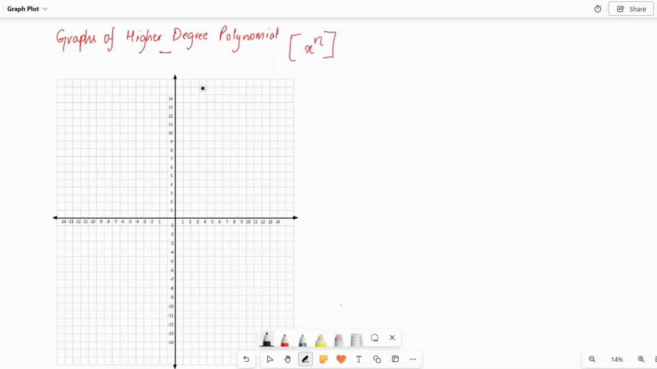Now let us talk about higher degree polynomials like cubic or other powers of x. For example, the graph of y equals x cubed. This is a cubic polynomial and the graph will pass through the origin, that is (0, 0), and it has a distinct S-shaped structure. It lies in the first and third quadrants because the cubic function has an odd degree. That is, this graph will be similar to this.